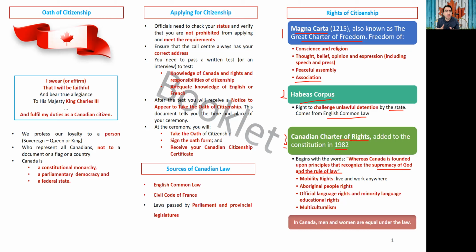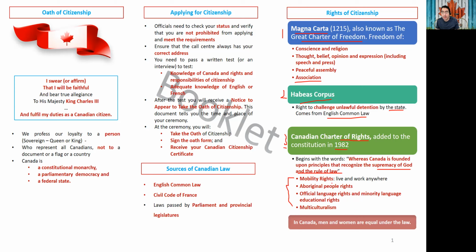Okay, so two things actually regulate Canadians. Religion, which is the supremacy of God, and the law, which is the Canadian law. Okay. The second, under this Canadian Charter of Rights, we have four Canadian rights, and they are actually related to the Canadian nature or the Canadian culture.